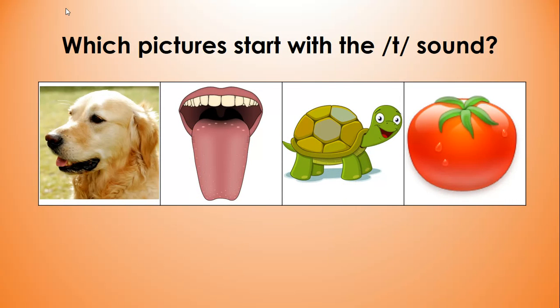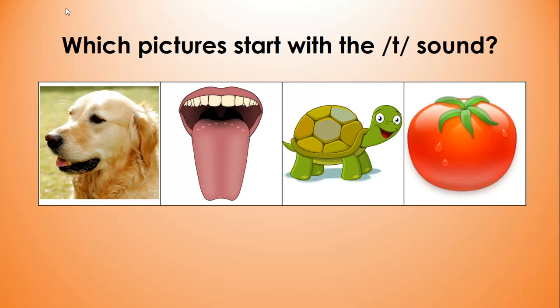Which pictures start with the T sound made by the letter T? Dog, tongue, turtle, tomato. If you have a student who says that's an apple, you can just give them the correction that it's a tomato. Sometimes our pictures look the same, but we're working with students to help them understand that it doesn't matter what the picture actually is, we can still identify the beginning sound.